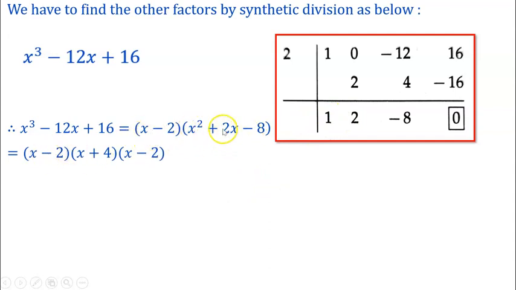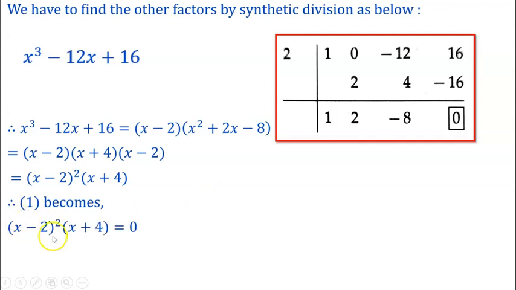Okay. And the next is x minus 2. The factors of x square plus 2x minus 8 are, how many factors will come? So x plus 4 into x minus 2. Okay. And hence x minus 2 bracket square here into x plus 4. And therefore, the equation 1 becomes x minus 2 bracket square into x plus 4 is equals to 0. And hence, x minus 2 is equals to 0, or x plus 4 is equals to 0, and hence x is equals to 2, or x is equals to minus 4. These are the values of x.